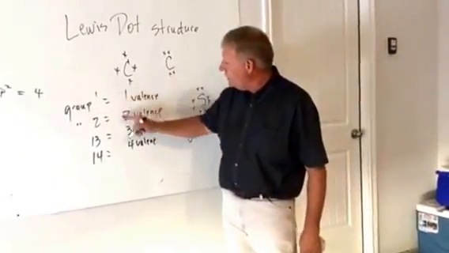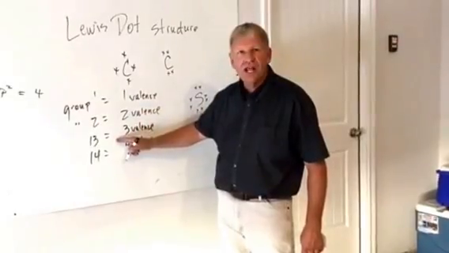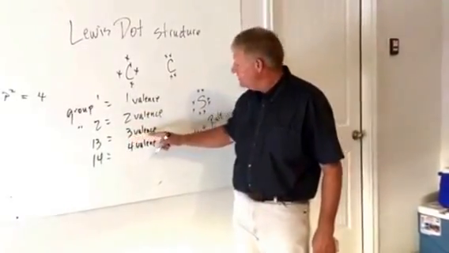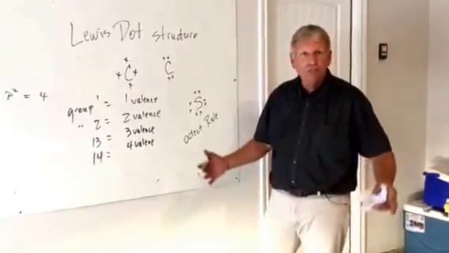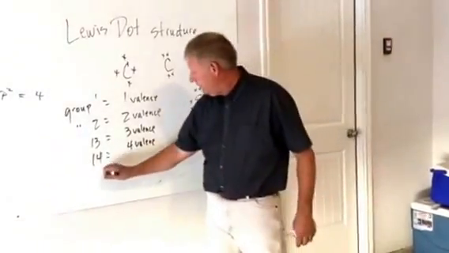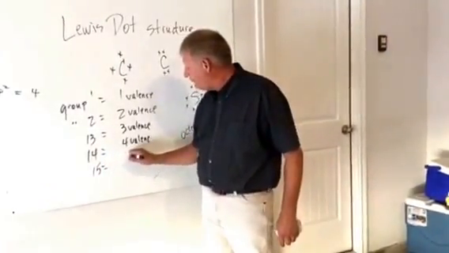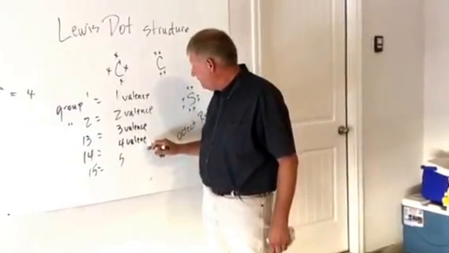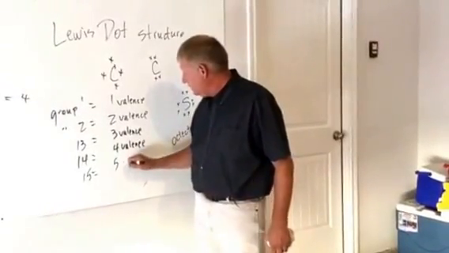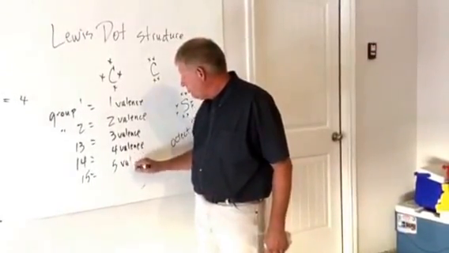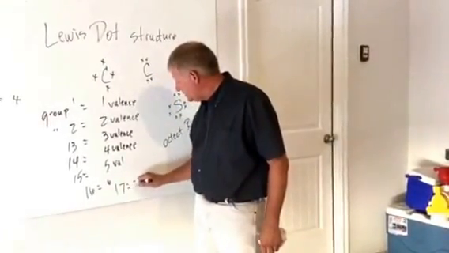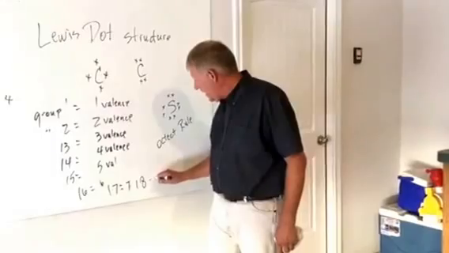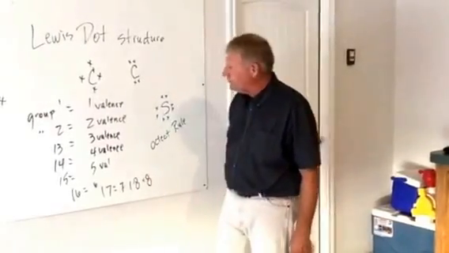So 1 has 1, 2 has 2, 13 has 3. The group number tells us how many valence electrons. 13 has 3, 14 has 4. What do you suppose 15 has? 15 has 5 valence electrons. And then 16 has 6, 17 has 7, and 18 has 8 valence electrons.